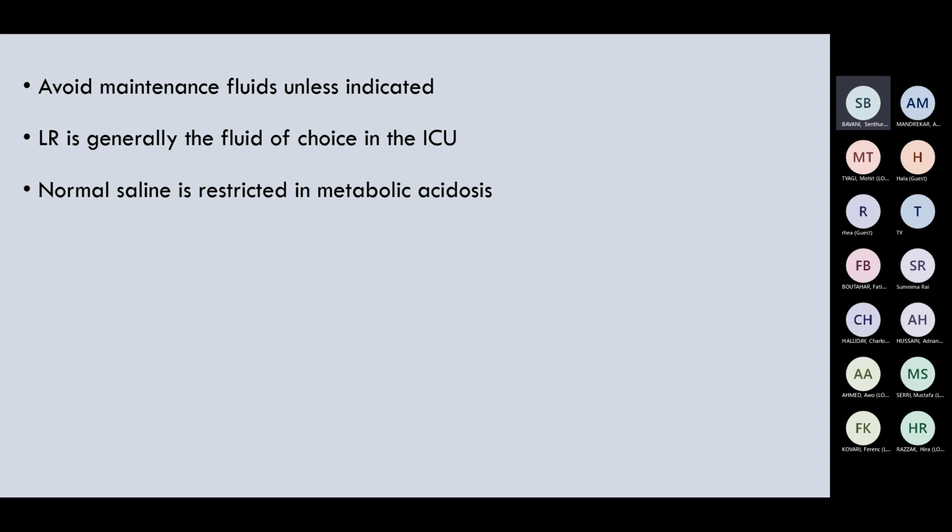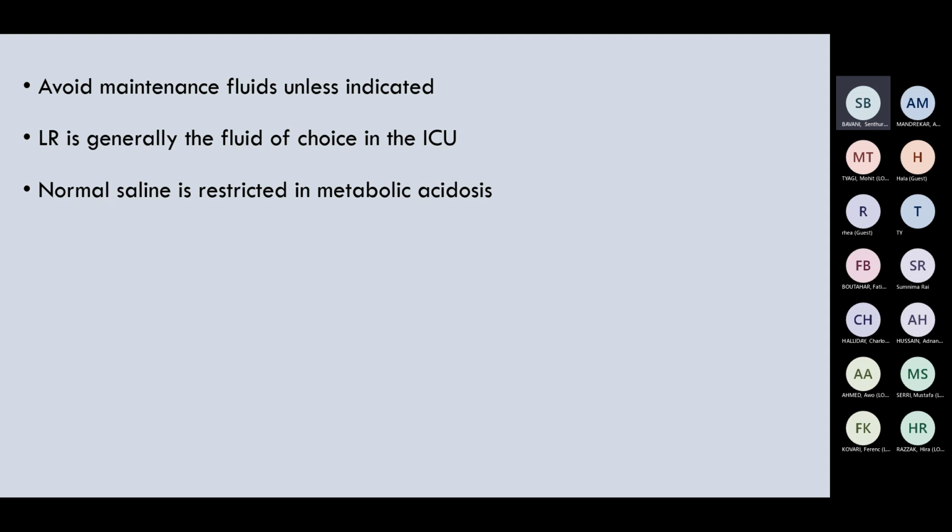In ICU patients, we have to avoid maintenance fluids unless indicated, because we are usually giving enteral feeding and infusions, which already include the normal maintenance. In some conditions we have to give more maintenance fluid, such as if the patient has diabetic ketoacidosis or rhabdomyolysis; then we have to replace the fluid.